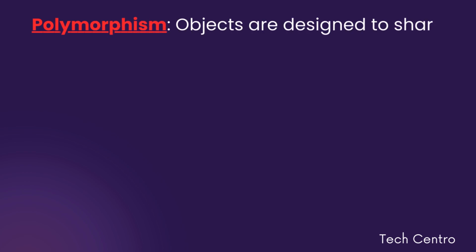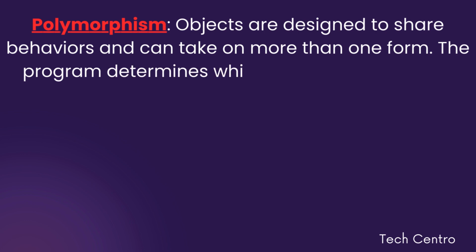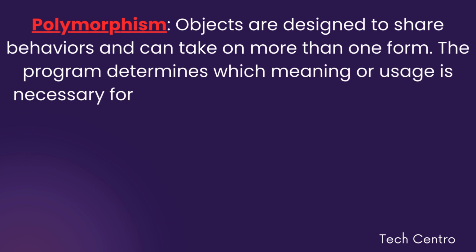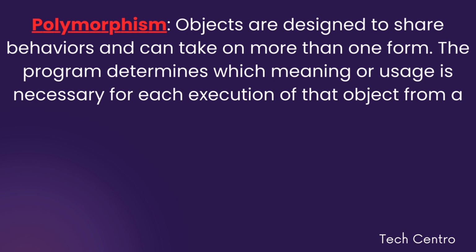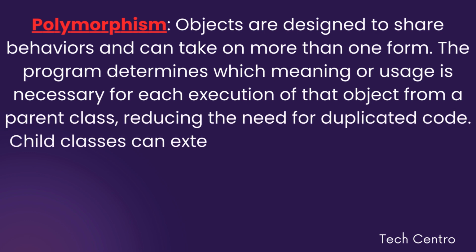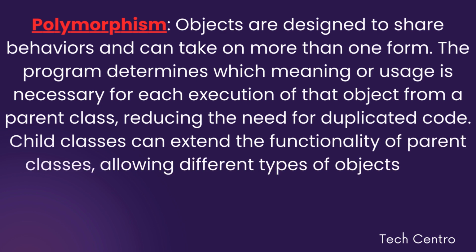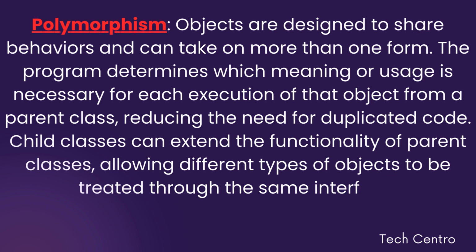Polymorphism. Objects are designed to share behaviors and can take on more than one form. The program determines which meaning or usage is necessary for each execution of that object from a parent class, reducing the need for duplicated code. Child classes can extend the functionality of parent classes, allowing different types of objects to be treated through the same interface.